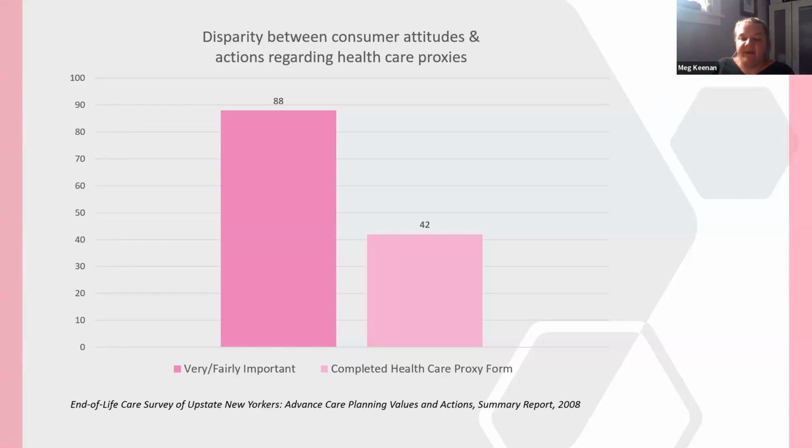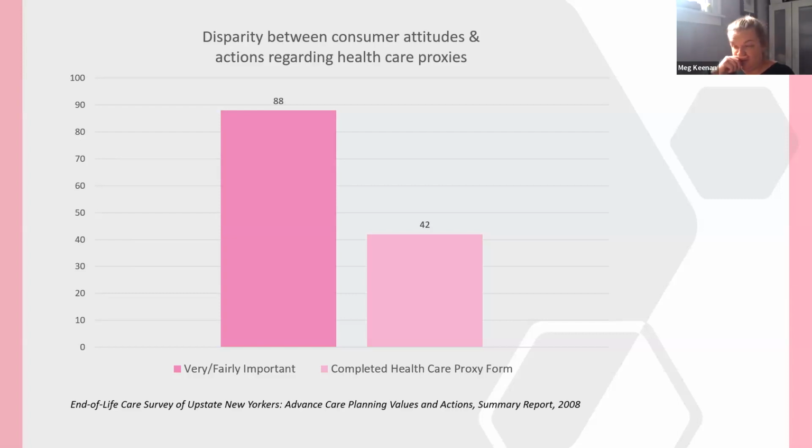that shows the disparity between what people think of advanced care planning in terms of importance and people that actually have a healthcare proxy form completed. So you can see this darker pink line on the left, the survey respondents who said that completing a healthcare proxy is very important or fairly important. The line on the right here is the percentage of folks who actually had completed healthcare proxies.